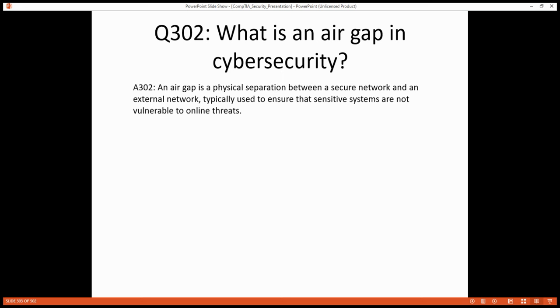Q302. What is an air gap in cybersecurity? A302. An air gap is a physical separation between a secure network and an external network, typically used to ensure that sensitive systems are not vulnerable to online threats.